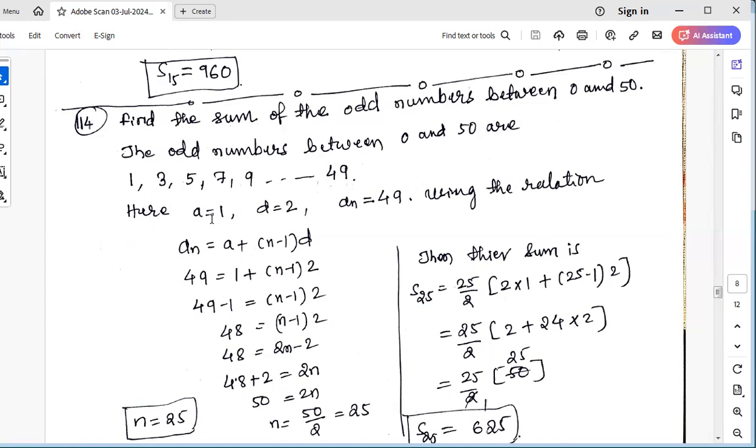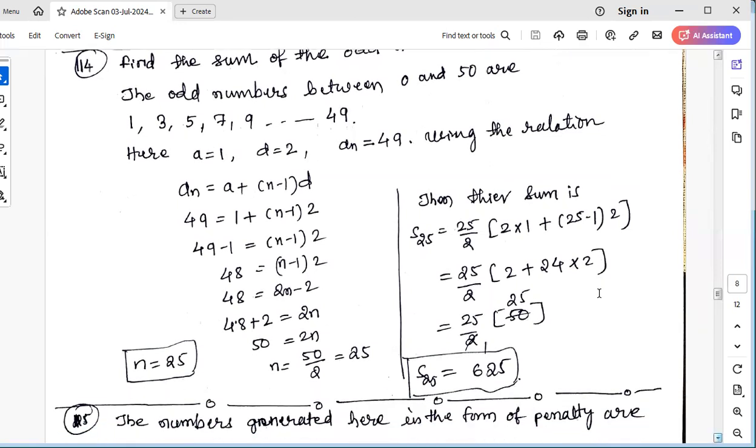So here the first term A is equal to 1 and common difference D is equal to 2. And the nth term, you have to take this as the nth term, An is equal to 49. Using the relation, first you determine how many terms are there in this given AP. For that, you take the nth term formula: An is equal to A plus n minus 1 into D. So 49 is equal to 1 plus n minus 1 into 2. You take this 1 to this side, it becomes 49 minus 1 is equal to n minus 1 into 2. 49 minus 1 is 48 is equal to n minus 1 into 2.